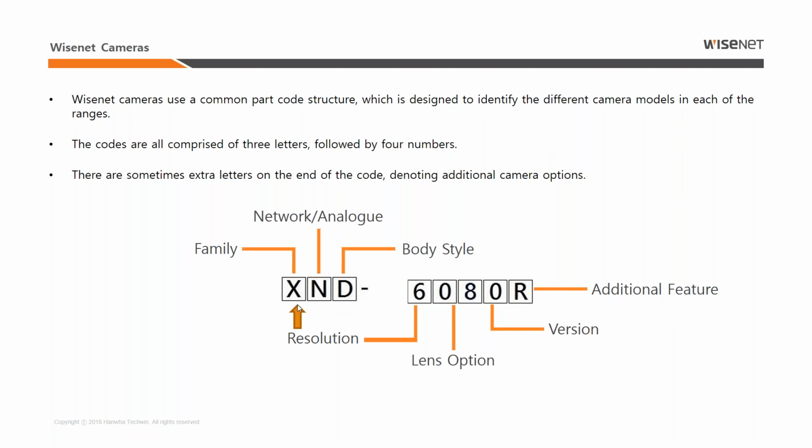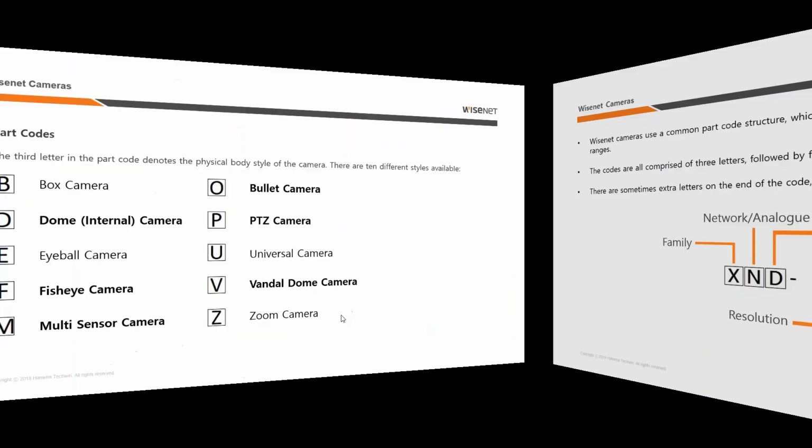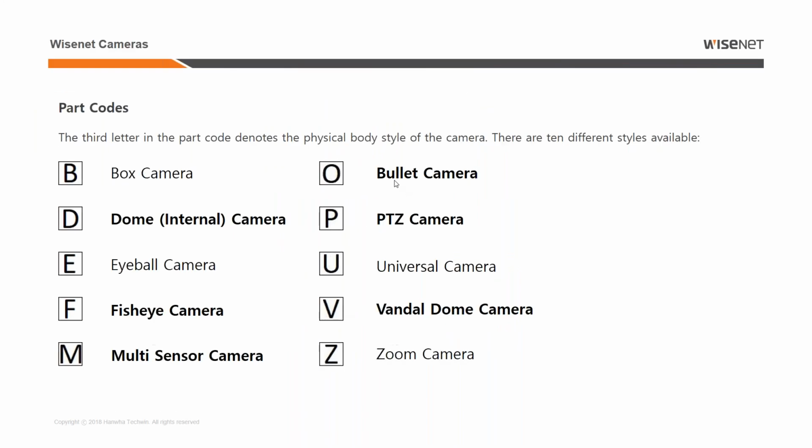Okay, the first letter represents the series. Second letter is IP camera for N. Third letter is the shape. D is for dome, bullet is O, outdoor dome is V, PTZ is P. Zoom camera not used. Multi-sensor camera is M. So depending on the shape, most common is indoor dome D.